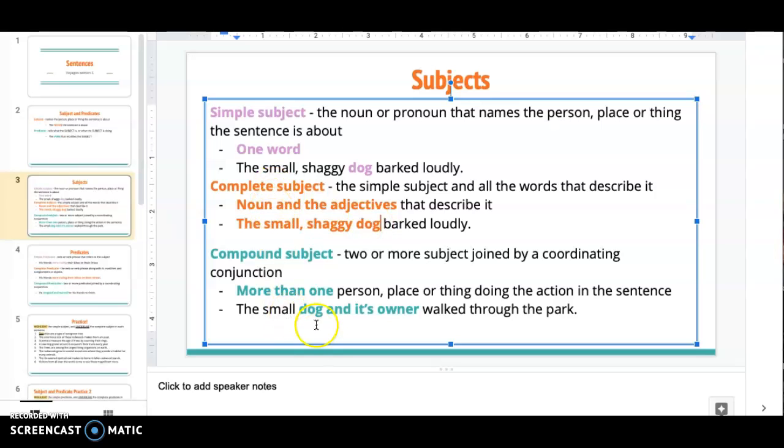A compound subject is when there is more than one person, place, or thing doing the same action. The small dog and its owner walked through the park. Here, the simple subject would be dog and owner. The complete subject is the small dog and its owner. The small is describing dog, it's describing owner. The and is included because it tells you that there's more than one. Okay, so that is our subjects.